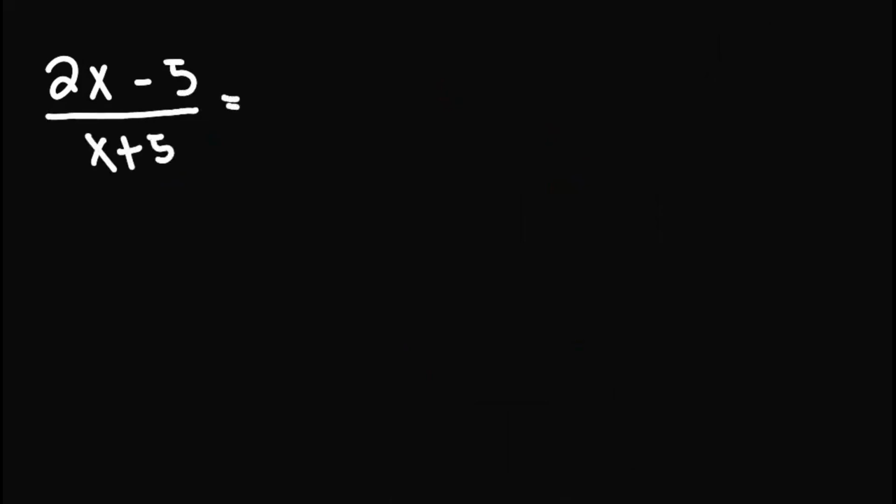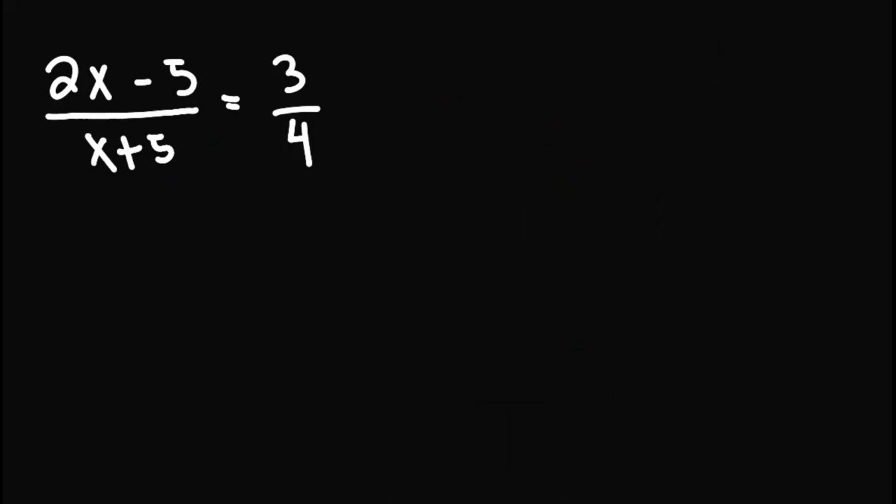Next, we have 2x minus 5 all over x plus 5 equals 3 over 4. Again, the first thing that we will do is we'll determine the domain of this rational equation.